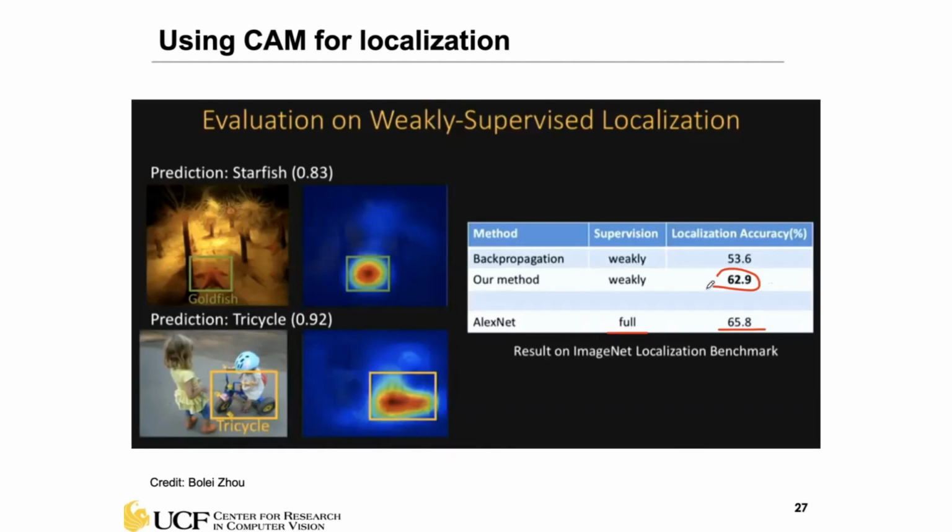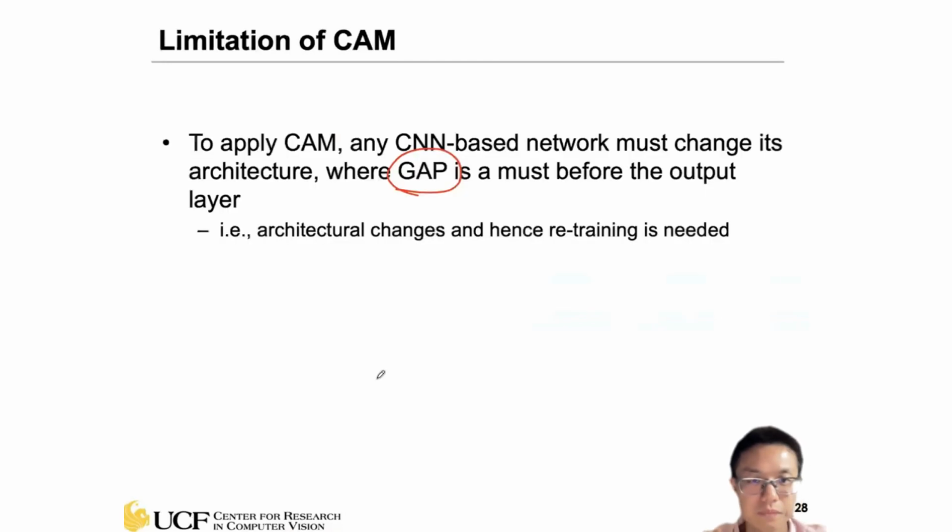But this weak supervision has the advantage of saving you a lot of annotation effort, because we only need to know the image level label. We don't have to provide very accurate bounding box annotation. So that's a big advantage in terms of the labeling process. Okay, so here is another example of prediction, the tricycle, and based on the activation map, we are able to localize where that tricycle is in this particular image. Okay.